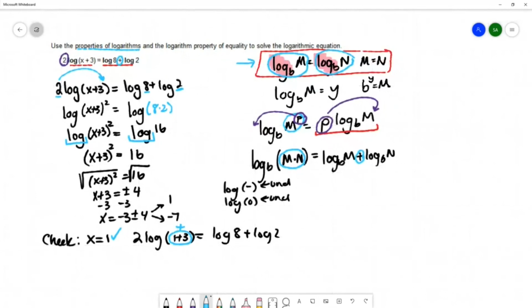Let's try the other solution of negative 7. And if we substitute that in, we have log of negative 7 plus 3. And negative 7 plus 3 is going to be a negative value. And log of a negative is undefined, so we have to throw that solution away. So the only solution to this equation is x equals 1.